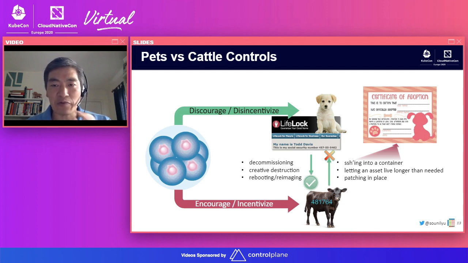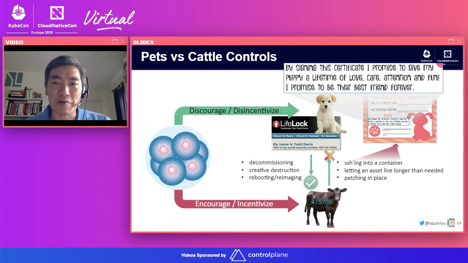You basically present them with a certificate and make sure they sign off on this notion that they're going to promise to give this pet a lifetime of love, care, and attention. And if they aren't willing to sign up for that, then give them the option of basically decommissioning that pet before it becomes a full-fledged pet.